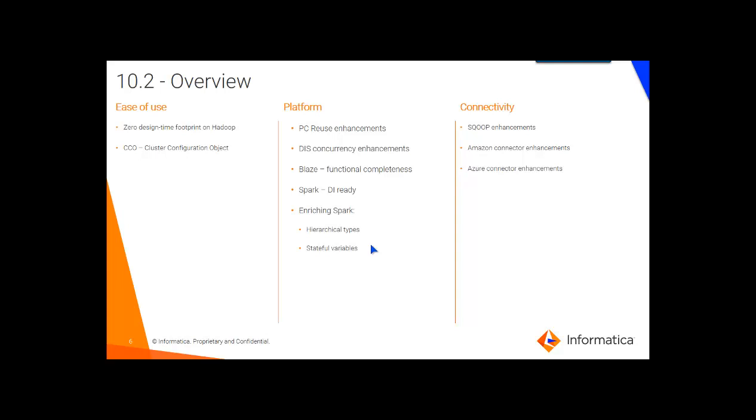At a platform level, we made several enhancements to Power Center reuse capabilities, as well as several concurrency enhancements to the data integration service. From an engine standpoint, we have enhanced the Spark engine to have hierarchical types, stateful variables, and a lot of data integration related capabilities. And on the connectivity side, Spark now supports Sqoop for generic JDBC, and we also made amazing enhancements on Amazon connectors as well as Azure connectors.